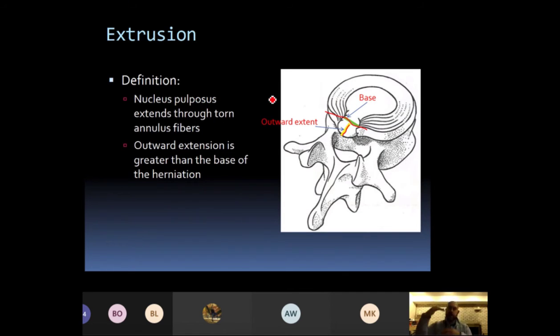So the outward extent is taller or more dramatic than the actual base. So it's a little bit more like a polyp going out, if you will. And that's the basic difference. Oftentimes extrusions do have nucleus pulposus that is free and through the entirety of the annulus fibrosus here. Not always. It can be contained by the annulus. Again, that's not part of the absolute definition.